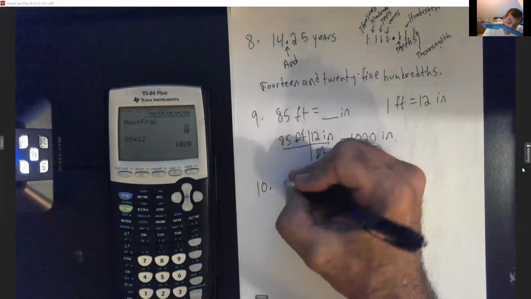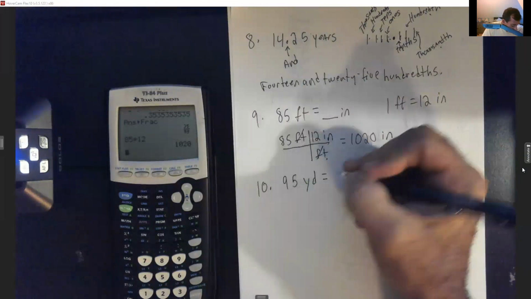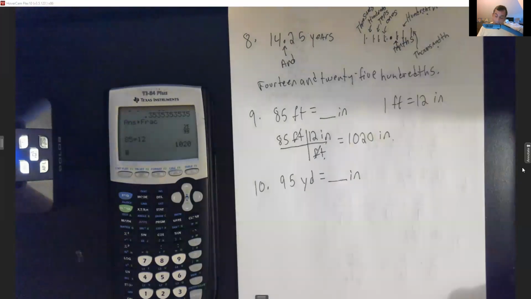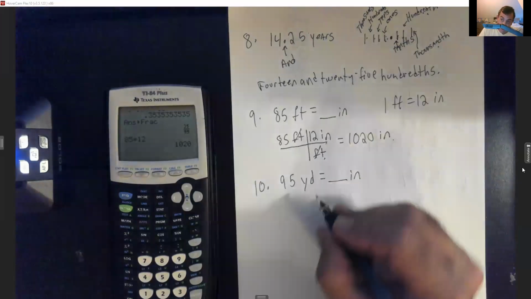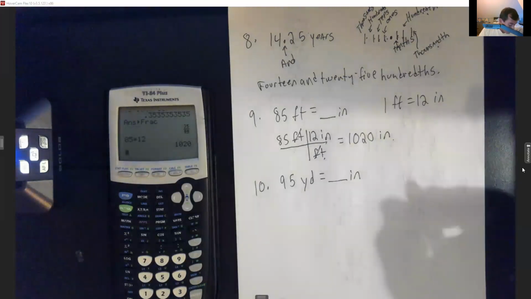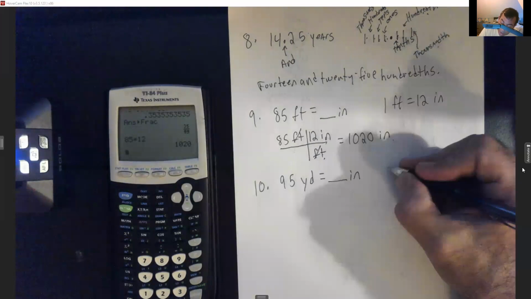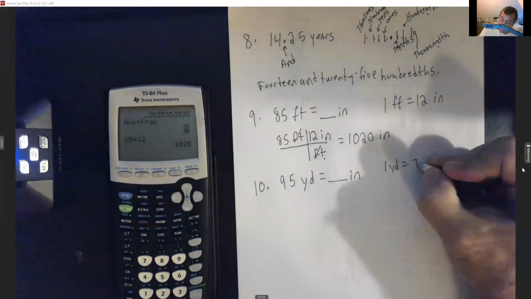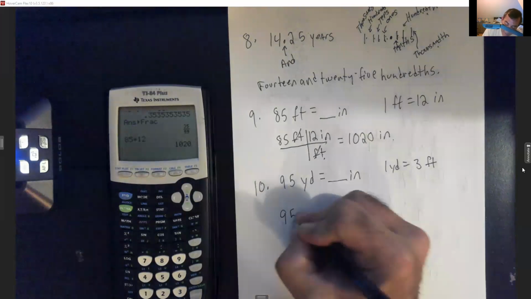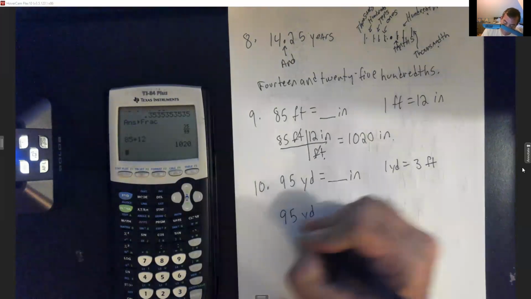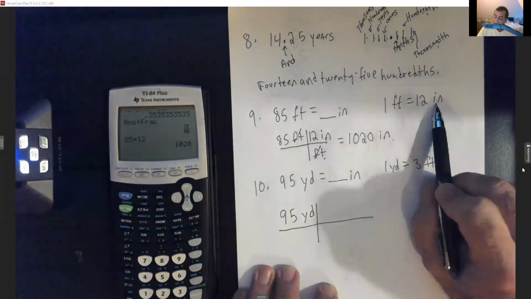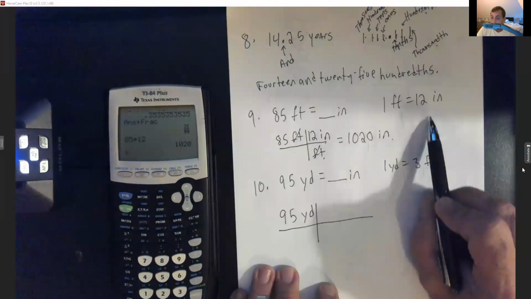Right, number 10. 95 yards equals blank inches. Now, I don't have a yards to inches conversion in the book for me on that. That'd be on that page 89 stuff. But I do know that 1 yard equals 3 feet. So watch what I'm going to do. I got 95 yards. And I know up here I can do what? Feet and inches. So sometimes you have to do an in between to get to the other units.